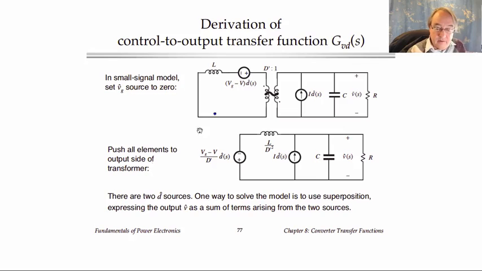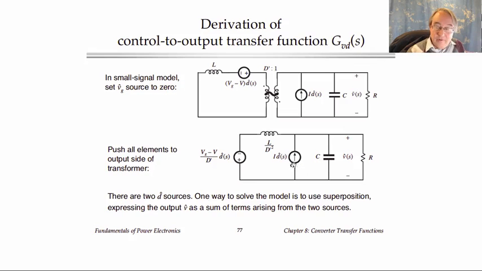We can continue. We can push this voltage source through the transformer. We'll have to divide by the D prime turns ratio and reverse the polarity because the dots are reversed. So that gives us this source. We can also push the inductor through the transformer. We'll have to divide by D prime squared in that case, and we get this. And so the circuit now reduces to this.